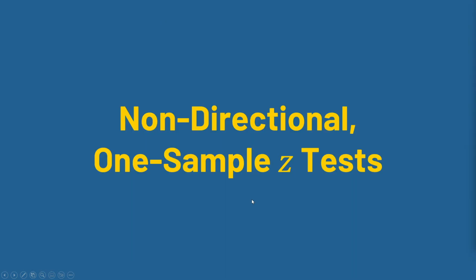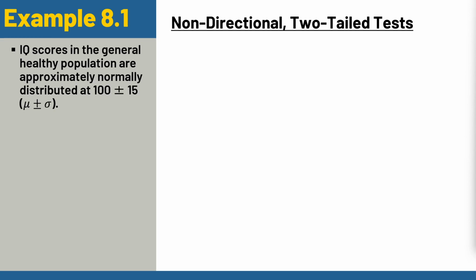Right, and so let's start with one example of a non-directional or two-tailed one sample z-test. And so these will look familiar because when we did estimation and confidence intervals, these were essentially the same examples, just slightly different prompts, because then I was asking you to estimate values. Now I'm asking you to test hypotheses. But I do encourage you to go back and compare the two.